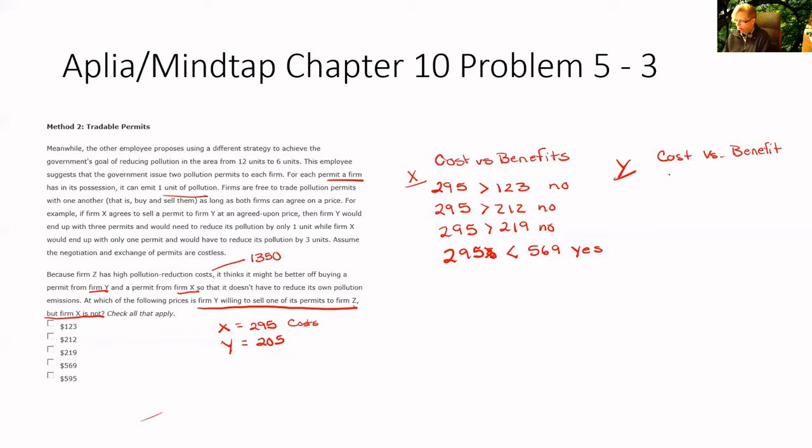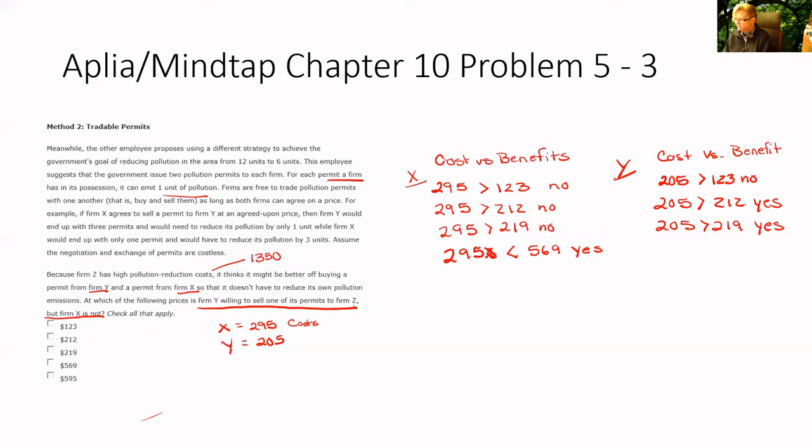Okay. Their cost is 205. The benefit that they can get from selling one of these is 123. So they are also a no here. At their cost 205, 212, that's a yes because the benefit is greater than the cost. 205 and 219, that becomes a yes.